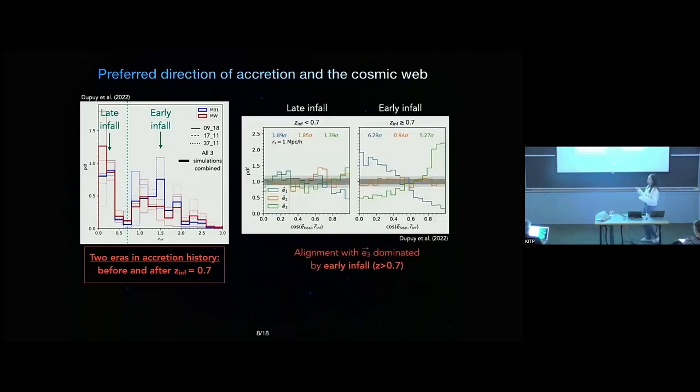And now back to the distribution of the cosine of the angle between the eigenvectors and the infall direction. We have here 2 bins of redshift at time of infall, one for the late infall and another one for early infall. And we see here a strong dependence for the alignment with the E3 eigenvector, as the amplitude and the statistical significance are much stronger for early infall. So we see that the alignment with the E3 eigenvector is dominated by early infall.